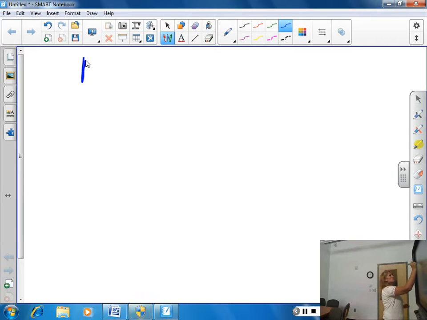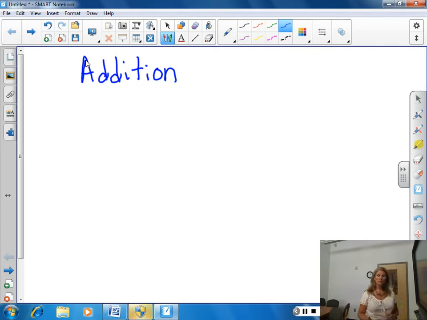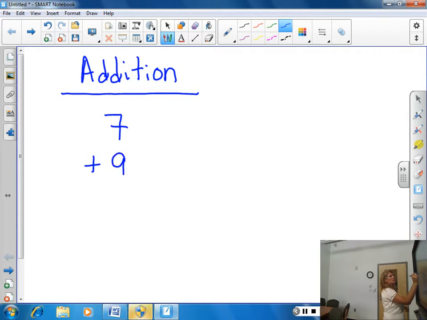So in general, we're talking today about addition. We are adding whole numbers today. Remember, whole numbers are just all the counting numbers or the natural numbers plus 0, so 0 and any of the others. An addition problem might look like this: 7 plus 9 equals 16.